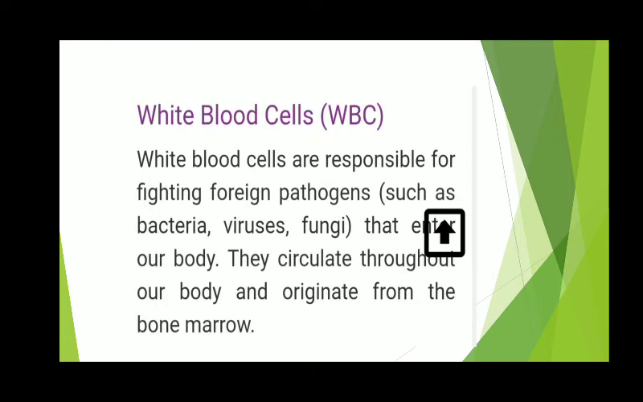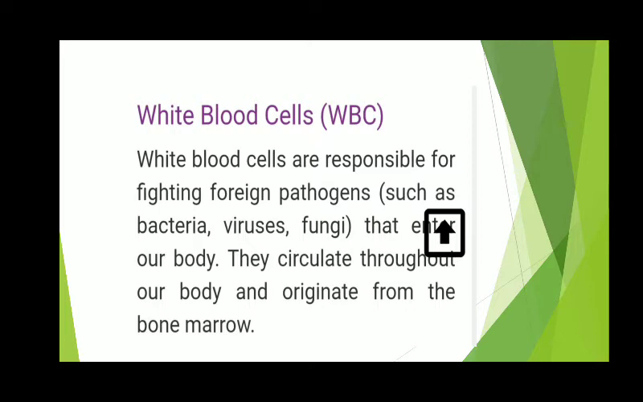The second type of cells are WBCs, or white blood cells. White blood cells are responsible for fighting foreign pathogens such as bacteria, viruses and fungi that enter our body. This means what is the function of white blood cells? They protect us from disease. They help to fight germs. They help to fight other foreign bodies, and some white blood cells can eat up germs like bacteria which cause disease, and they circulate throughout our body and originate from the bone marrow.